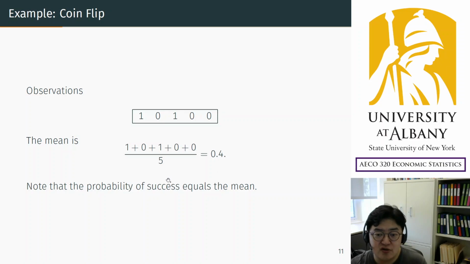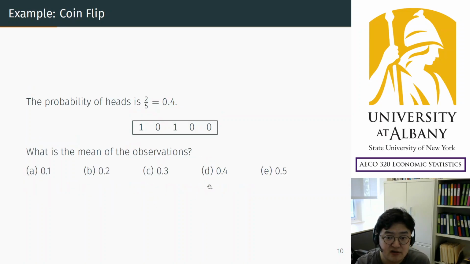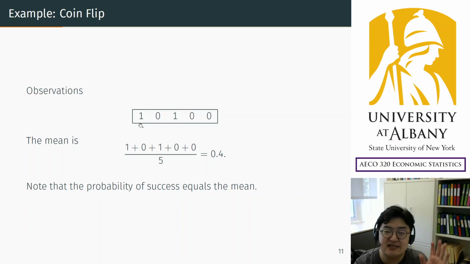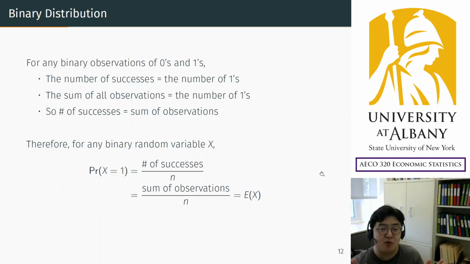So what I want you to say here is the calculation is too easy, but what I want you to note is that the mean equals this probability. These two questions had the same answer. It is not by coincidence. It is a property of a binary random variable. So always, for a binary random variable, the probability of success equals the mean. Okay, let me explain why.